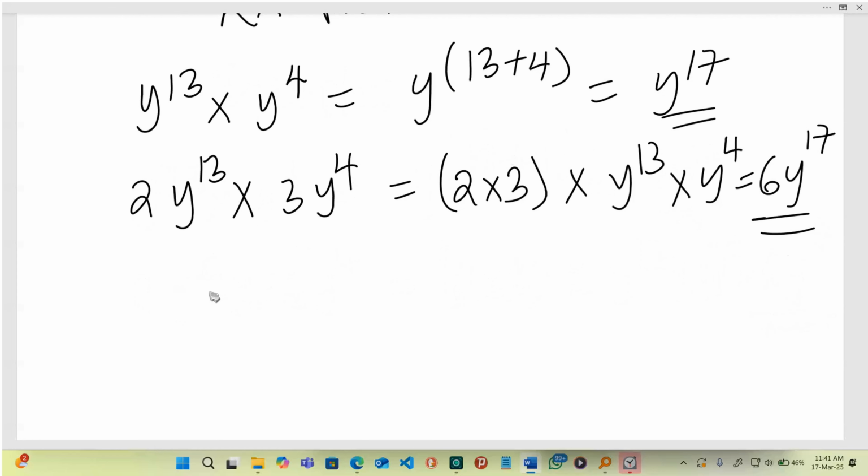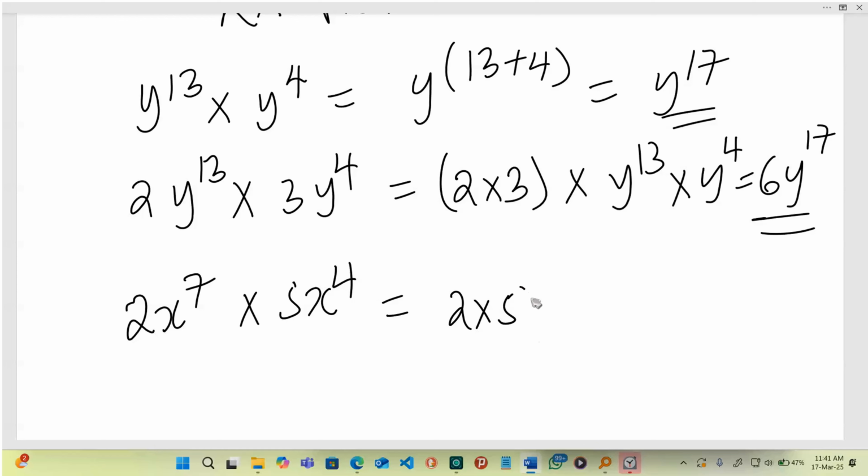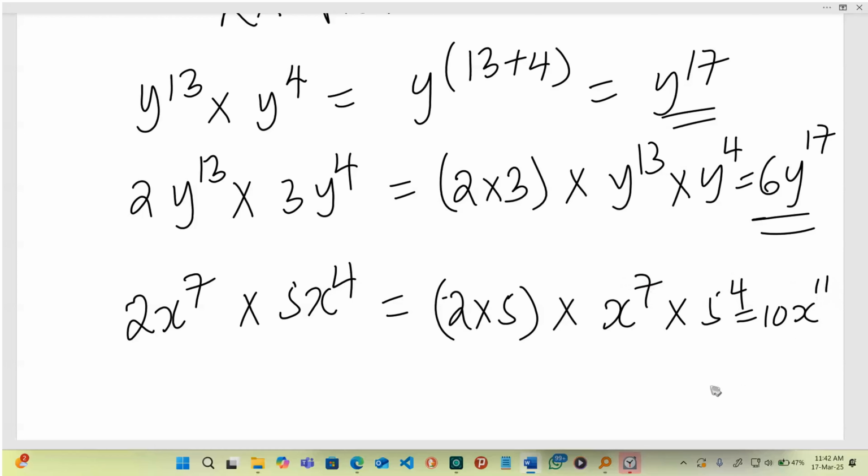Let's move on. If I have 2x to power 7 times 5x to power 4, this is the same as saying 2 times 5 times x to power 7 times x to power 4. And this is equal to 10 times x to power 4 plus 7, that is 11.